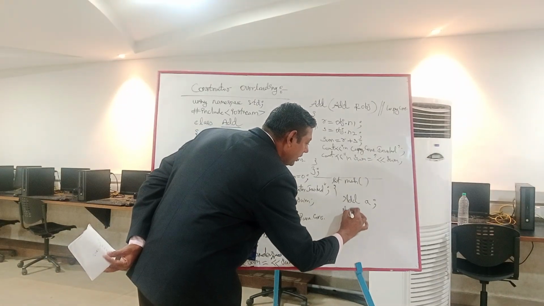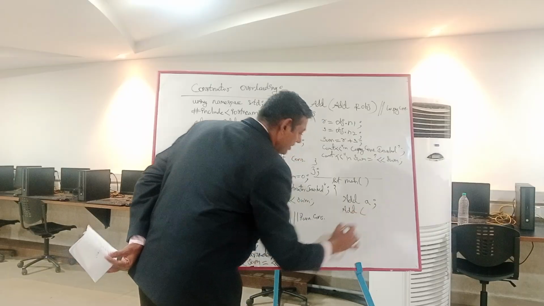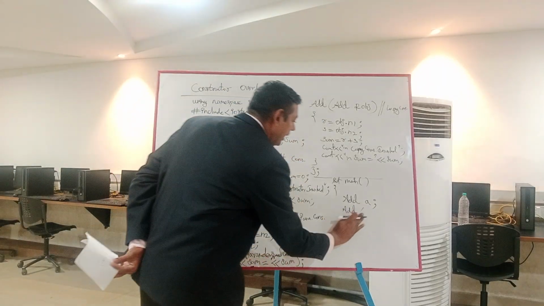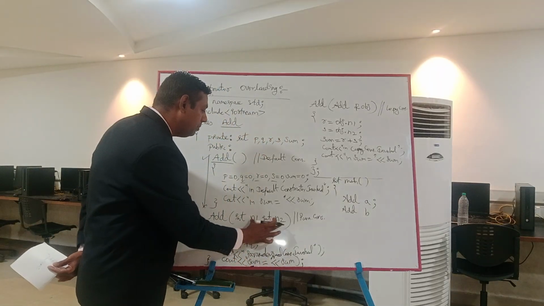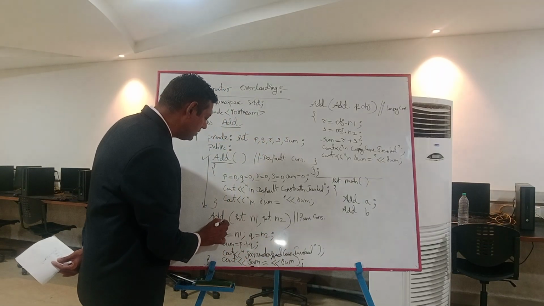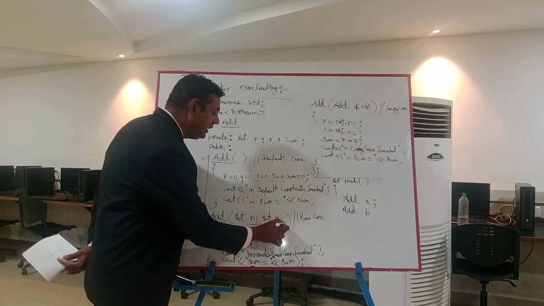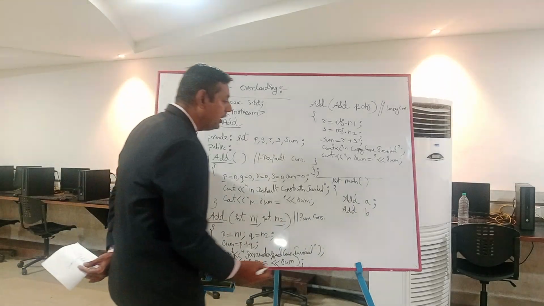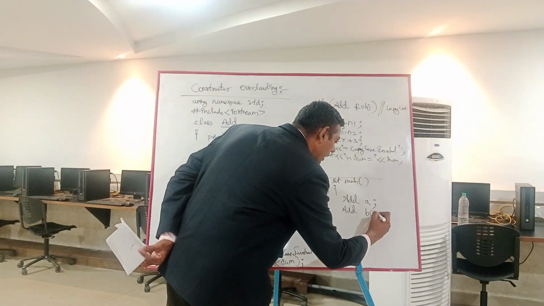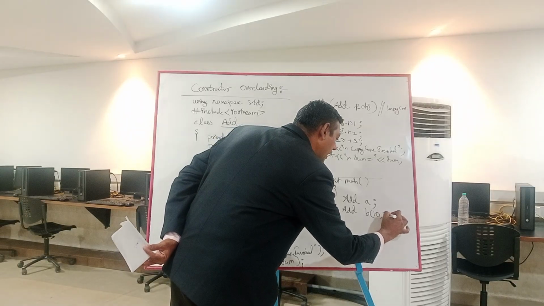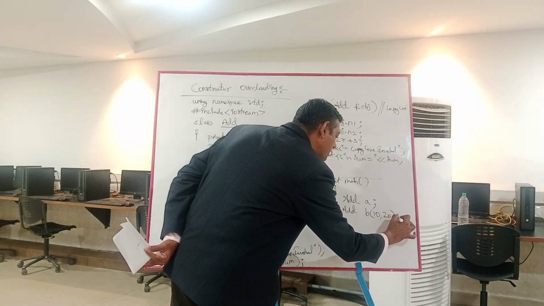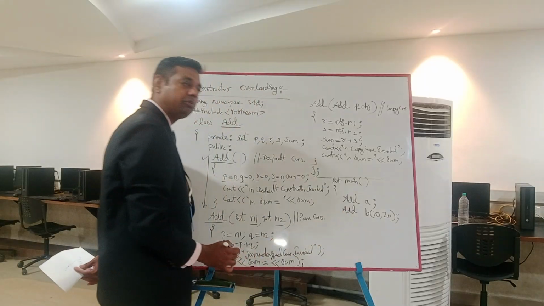Now I have to invoke the parameterized constructor. What I have to do is create another object, object b. For invoking this parameterized constructor add, which accepts two integers as input, I have to give two values as arguments or parameters to this object b.